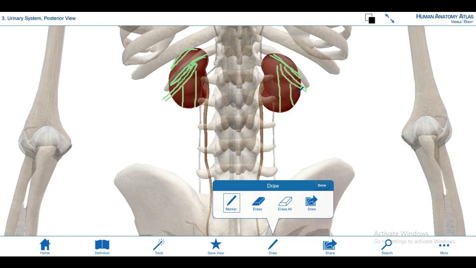Here another two nerves are present in between the quadratus lumborum and the posterior surface of the kidney: above, the iliohypogastric nerve and below, the ilioinguinal nerve, and here also the iliohypogastric nerve above and the ilioinguinal nerve below. Okay, that is the posterior relationship of both kidneys.